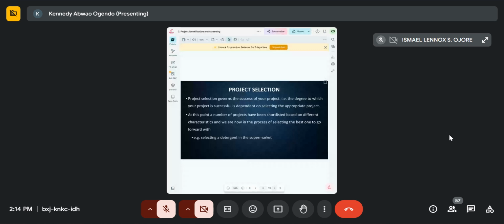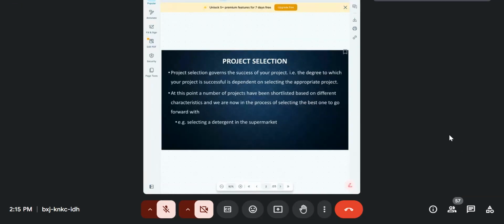Project selection governs the success of your project. So the degree to which the project is successful is dependent on the selection of the appropriate project. So if you select a difficult project, that means your ability to succeed becomes difficult. If you select a project that is doable or a bit easier, your ability to succeed becomes easier, which also has a time factor to that.